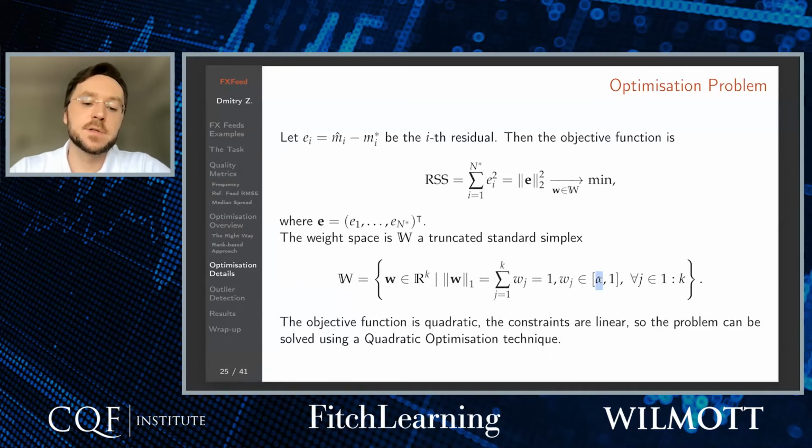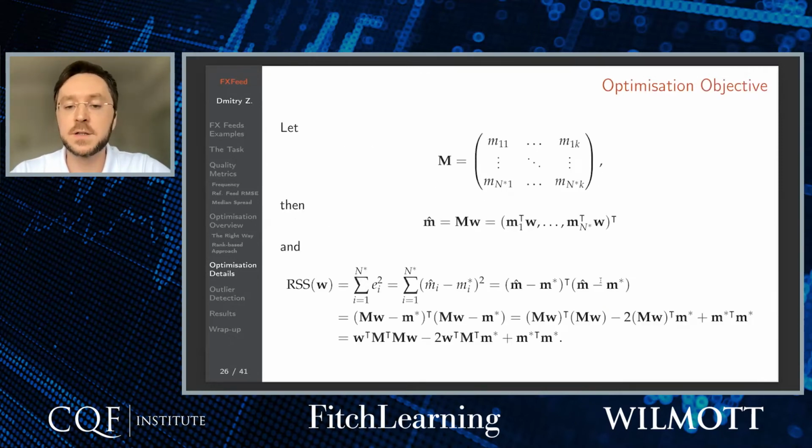And so you can see that the objective function is quadratic as a function of W. The constraints are linear. So the problem can be solved using a quadratic optimization technique, which is very important because there are some good techniques and good implementations, and the optimization works very fast in this case. But to do that, we have to transform the problem into a vector form.